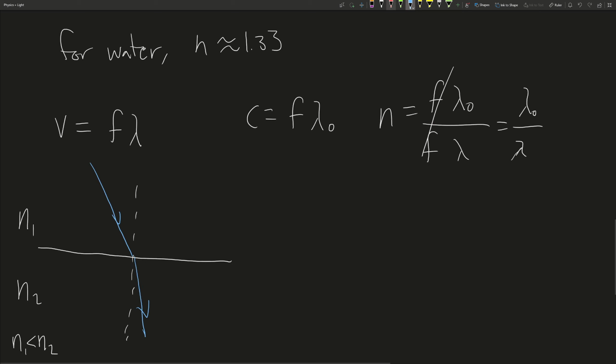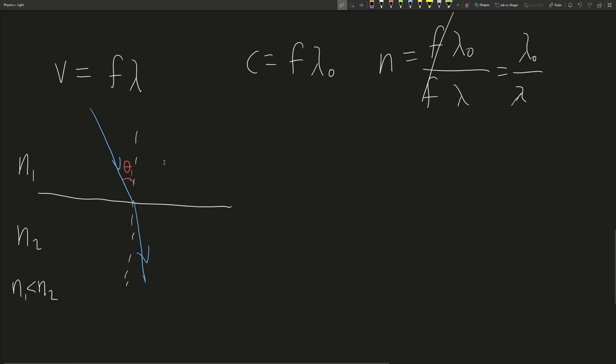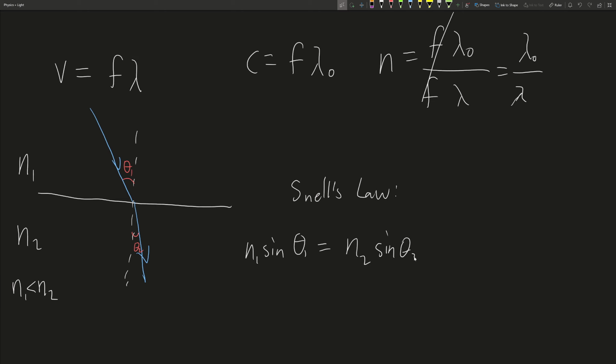And this angle here, if we write this as angle theta, where theta 1 is going to be the angle of the incident light ray to the normal line of the surface, and theta 2 is the angle of the refracted light ray to the normal line of that surface, then Snell's law states that n1 sine theta 1 is equal to n2 sine theta 2.